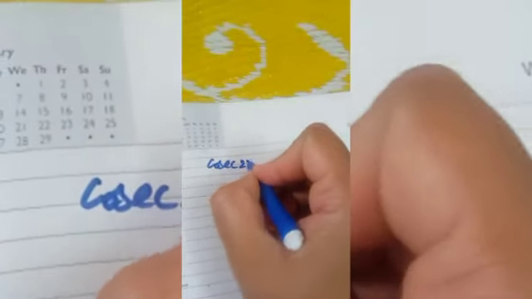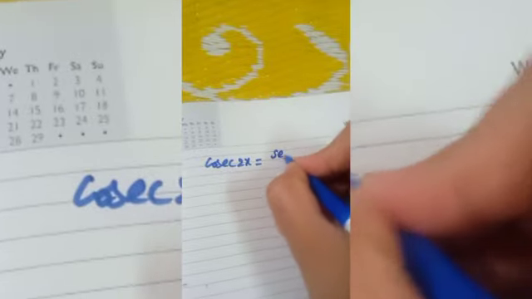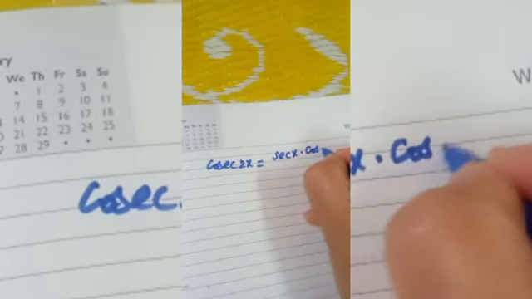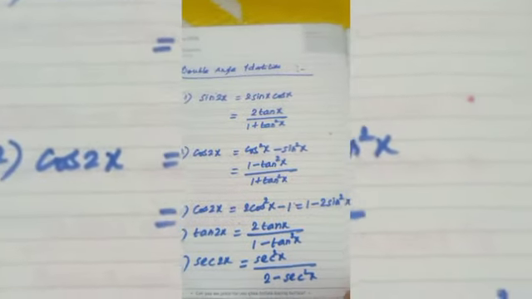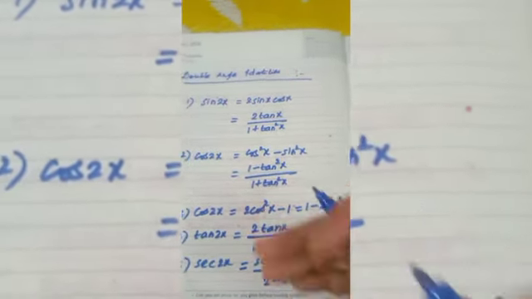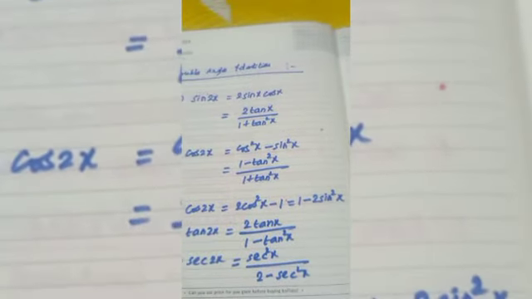Next formula, cosecant 2x is equal to secant x into cosecant x divided by 2. Dear students, these formulas are highly helpful. You are going to apply these formulas in the problems. So please have a glance.